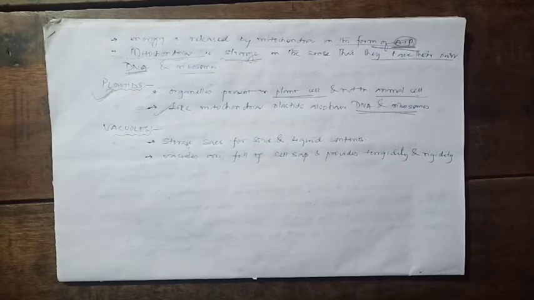Plastid is one such organelle, student, that contains a component, a green pigment called chlorophyll. So that helps plants perform photosynthesis.